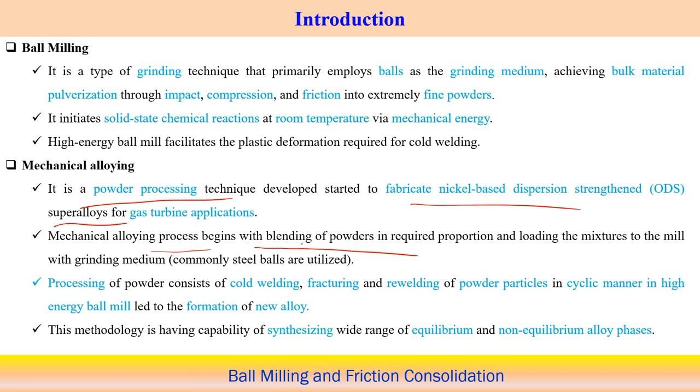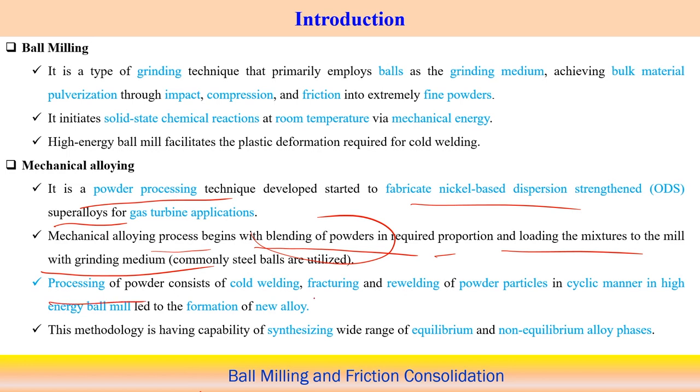So first the powder processing, then powder blending, and then the proportioning and loading of the mixture into the mill with the grinding medium also. Steel balls are commonly used as the grinding medium. That is, the grinding medium is basically steel balls, used to perform all this operation.